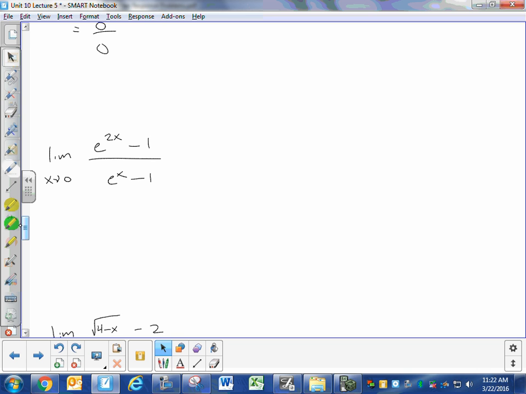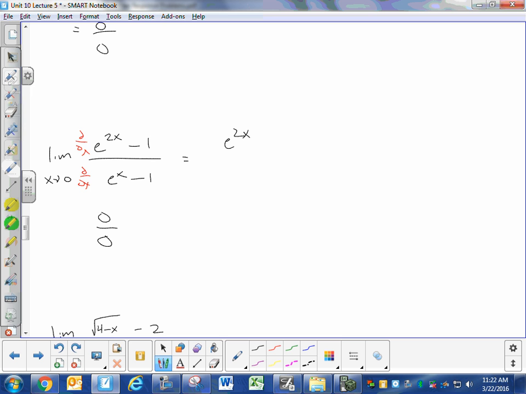Let's do the next one. We found that this limit was equal to 2. Well, instead, knowing that this is going to be 0 over 0 if I plug things in, I can take the derivative of the top and the derivative of the bottom, giving me e to the 2x, don't forget the chain rule, times 2 over e to the x. Find that limit as x approaches 0, and I get 2 over 1, which is 2.